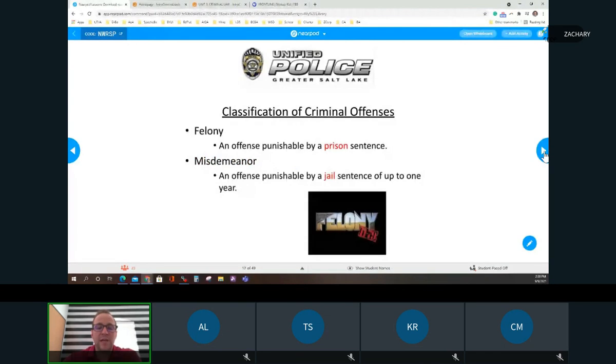So, some classifications of criminal offenses, right? We already talked about a felony. A felony is punishable by a prison sentence. Here's the thing, the definition between prison and jail: prison is longer than a year, and an offense punishable by jail is sentenced up to 1 year. So jail is short-term, prison is long-term.